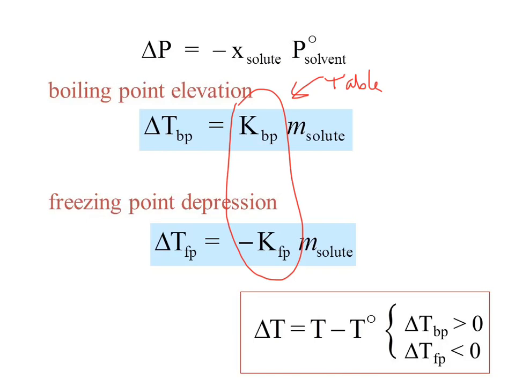The next slide tries to kind of clean this up a little bit, but freezing point depression, it's always final minus initial, and since it's a depression, can you see where your delta T FPs are always going to be negative? Okay? Freezing point depression. It's T minus T naught, where T naught is the pure stuff, and it freezes at a lower temperature. Boiling point elevations, your delta T BP is always going to be positive. Okay?